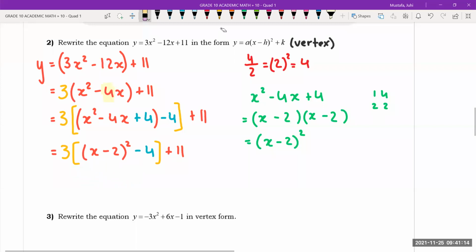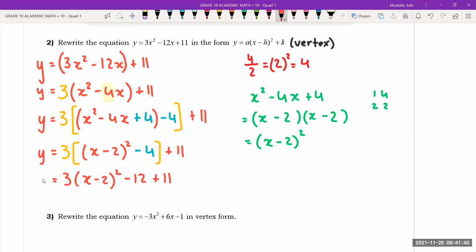So I'll just erase this so that I don't lose space. I'll show you what that looks like. It's going to be 3 bracket x minus 2 squared. Okay, so like nothing fancy. What's 3 times negative 4? Negative 12. We can multiply those. Then plus 11. And then as our final step, we're going to have negative 12 plus 11, which is going to be negative 1.